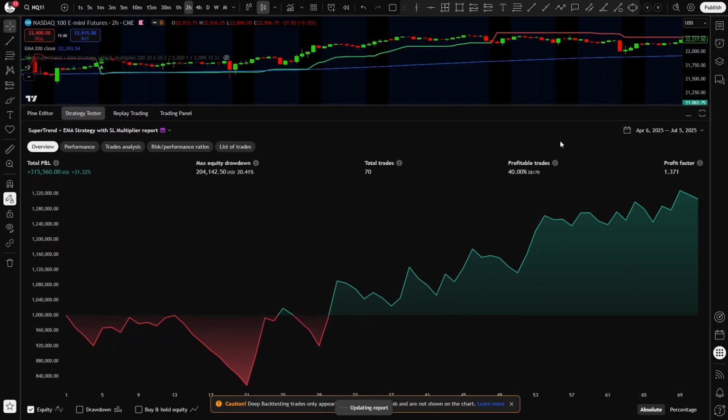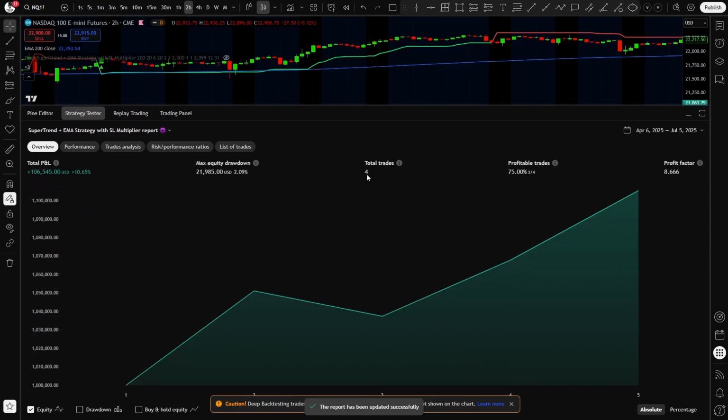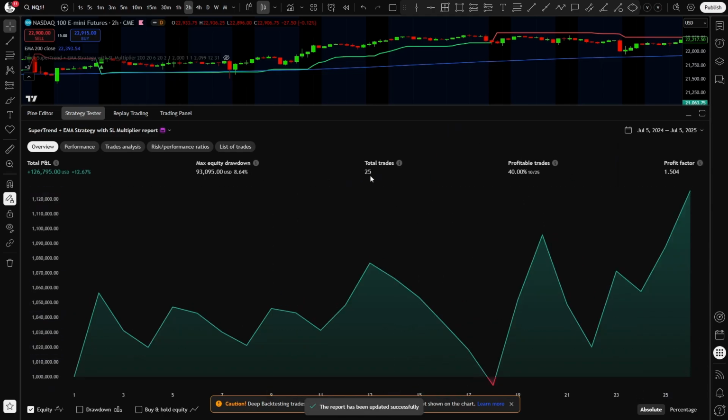During the last 90 days, let's see the results. In 90 days, it took only 4 trades, but 3 out of those 4 trades were winners, and it generated a 10% net profit with only a 2% maximum drawdown. In the last 365 days, it took 25 trades, but only made 12%, which is pretty low considering its 1-year period, with an 8% maximum drawdown and a 1.5 profit factor.